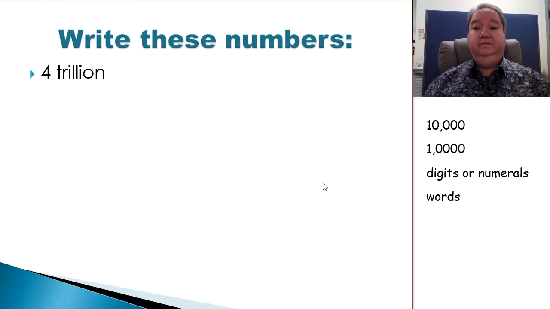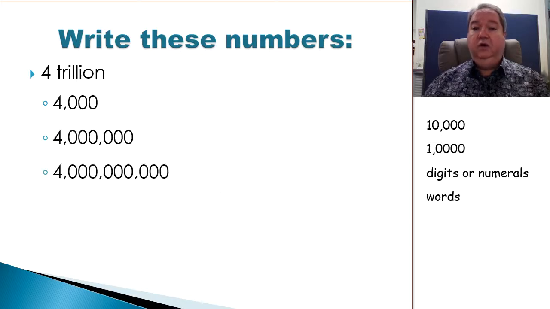4 trillion. How many zeros is that going to be? Well, if you have 3 zeros, you have 4,000. 3 more zeros, you have 4 million. 4 billion.